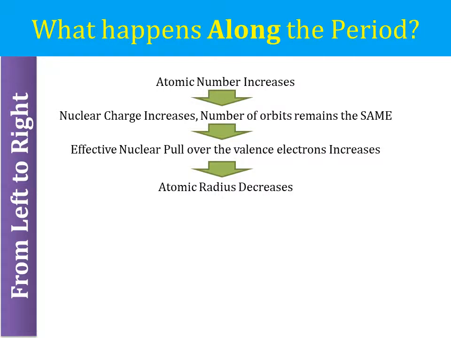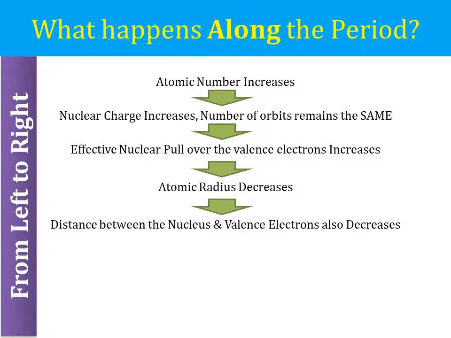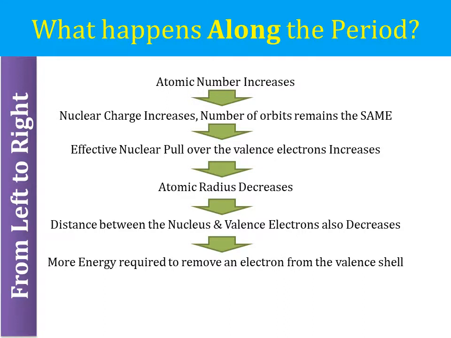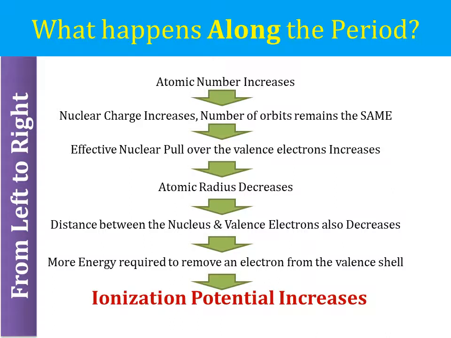And if atomic radius decreases, then the distance between the nucleus and the valence electrons also decreases. And if this happens, then more energy is required to remove an electron from the valence shell, and thus ionization energy increases. So along the period from left to right, ionization energy increases.